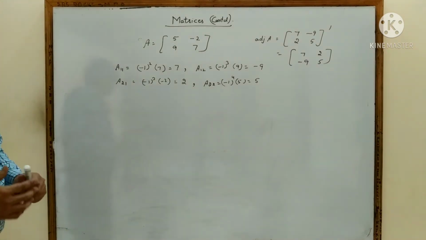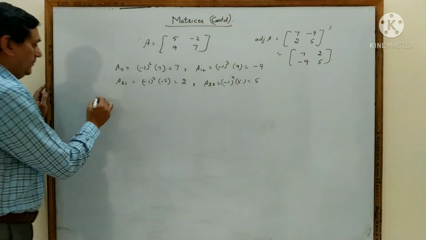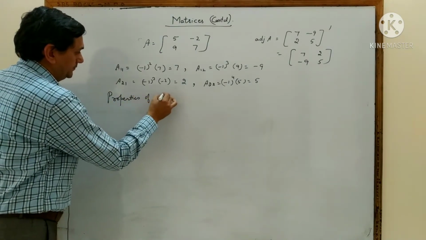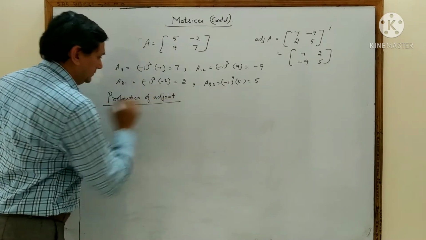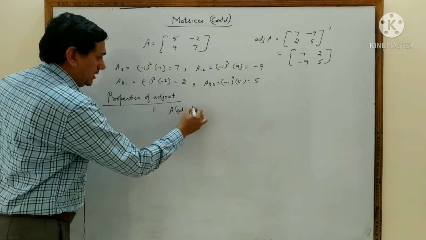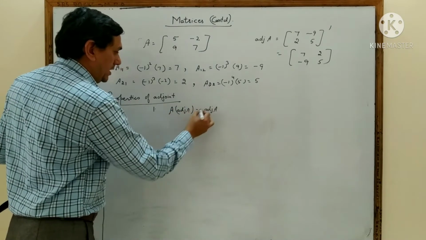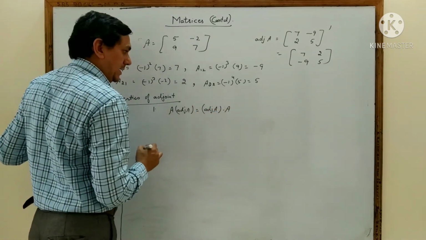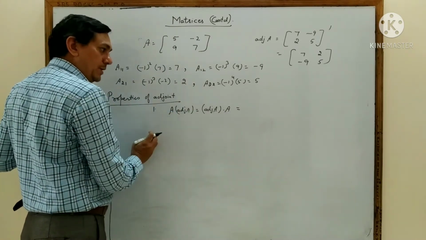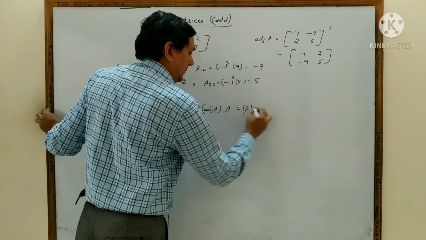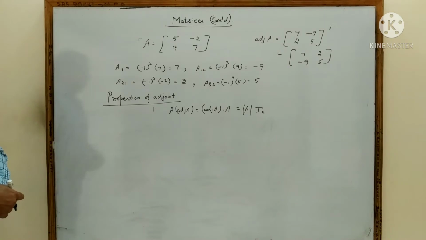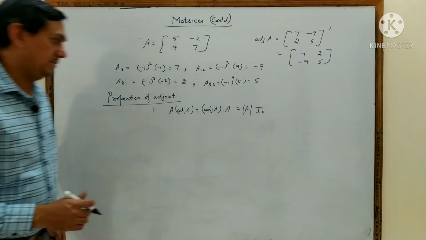Now we take some of the properties of the adjoint. Properties of adjoint. The first property is A multiplied by adjoint of A is equal to adjoint of A multiplied by A. Now we are having two matrices for which AB is equal to BA, and both equal determinant of A times I n, where I n means the identity matrix of order n.